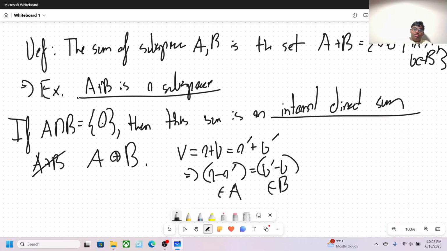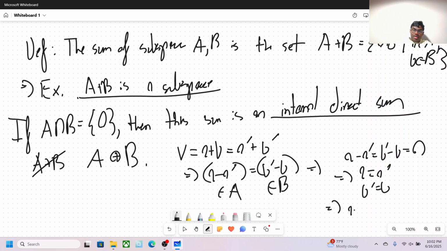What is the intersection of A and B? The intersection is trivial. Hence, this tells us A minus A prime equals B prime minus B equals 0. Hence, A equals A prime, B prime equals B. Hence, this decomposition into A and B and A prime and B prime is the same decomposition.